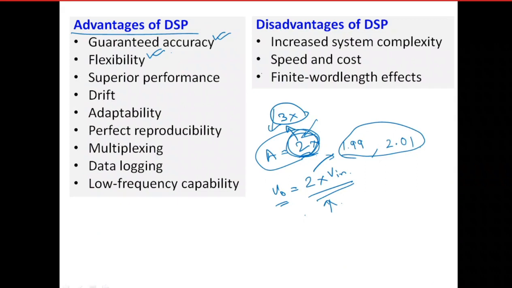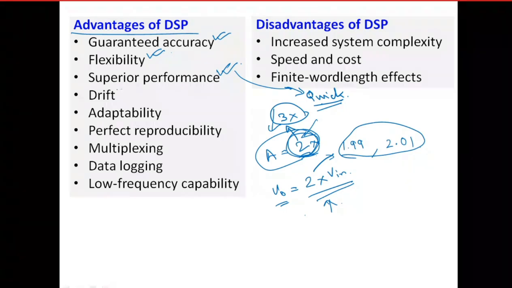Then superior performance. It will be very quick. Suppose you have a small circuit, you will not feel the difference. However, analog signal processing units may be quite fast, but if you want very complex mathematics, you will need a lot of time in analog signal processing circuits. In digital signal processing, since you are implementing it within the digital signal processors, you can get it in a very quick fashion.